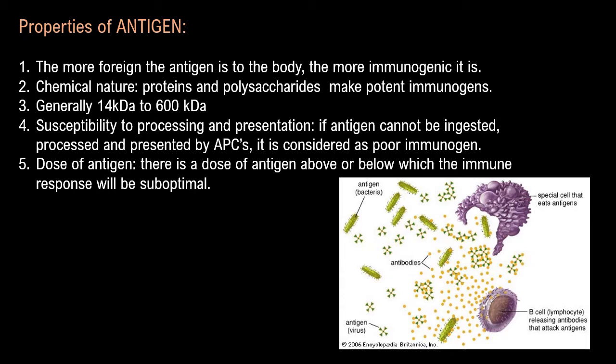Next is the dose of antigen. There is a dose of antigen above or below which the immune response will be suboptimal. If a good level of antigens invades or enters your body accidentally or by some other chance, your immune response will depend on that dose. If the dose is very low, the antigen may not even be capable of triggering an immune response. If the level is good enough, then the body will show an immune response.